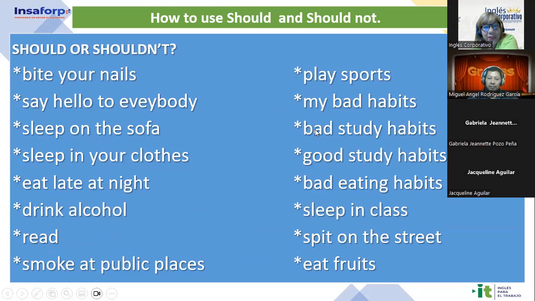Okay, here you didn't have the verb. Here you have bite, say, sleep, eat, drink, read, smoke, play. But here you don't have the verb. Study habits, good study habits, bad eating habits. What do you suppose is the verb? Have can be have, bad habits. Have. And you, how do you have it? Okay, Sandra and Oscar, ¿cómo les quedó a ustedes?